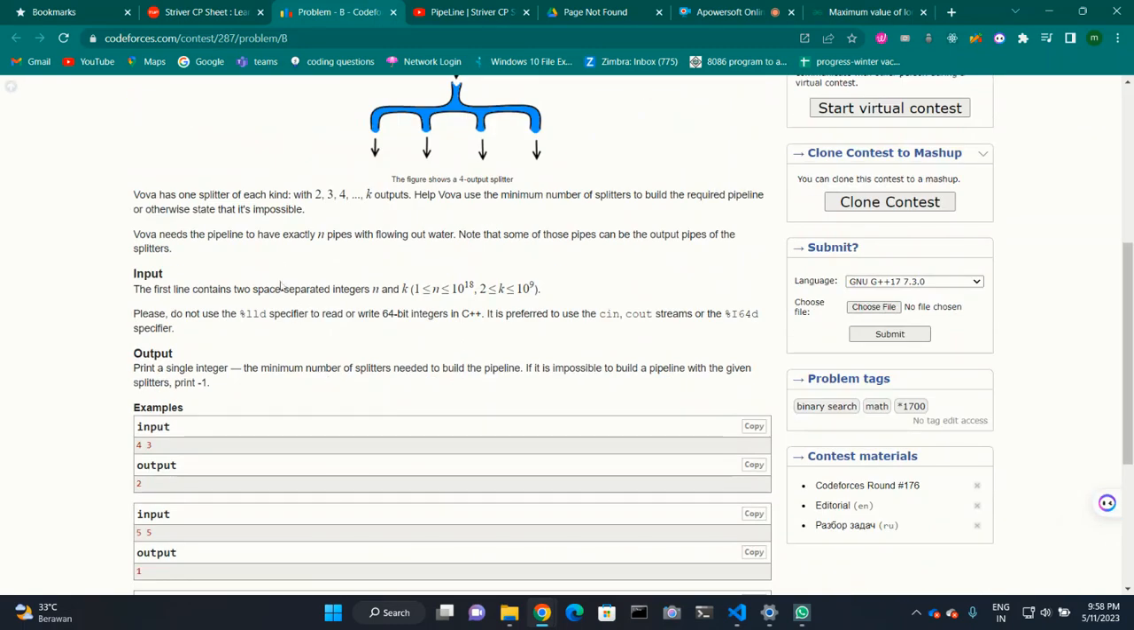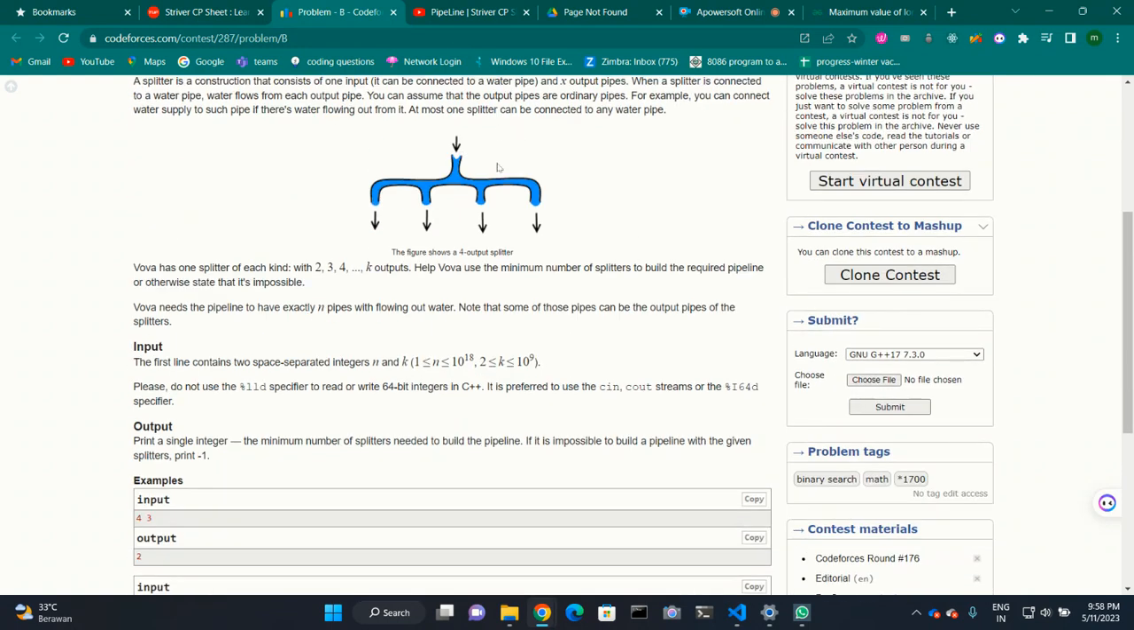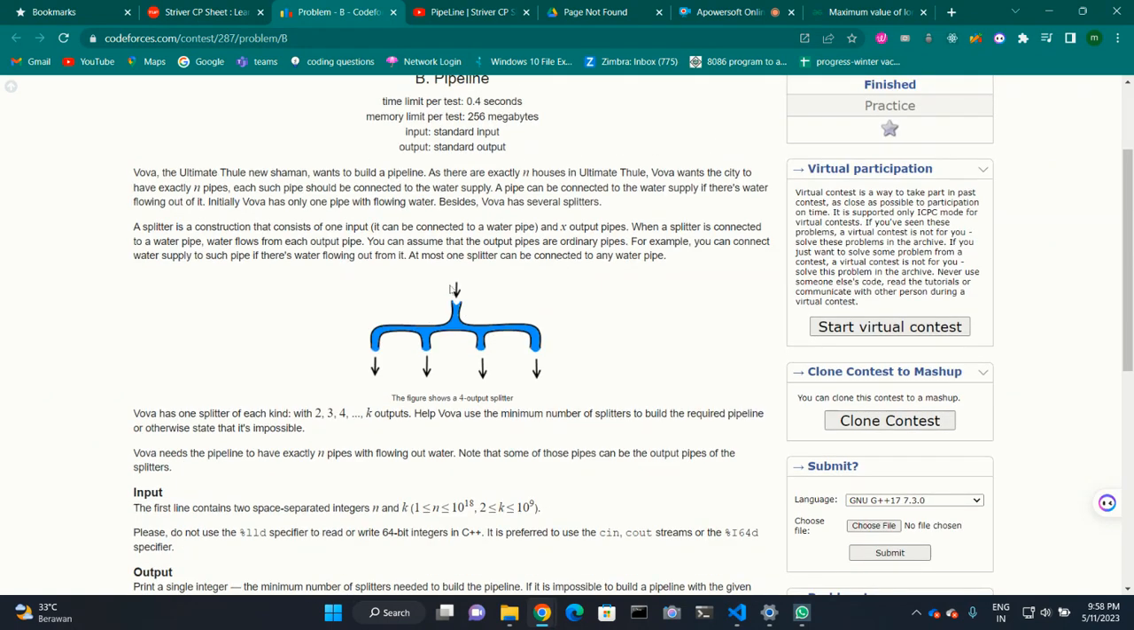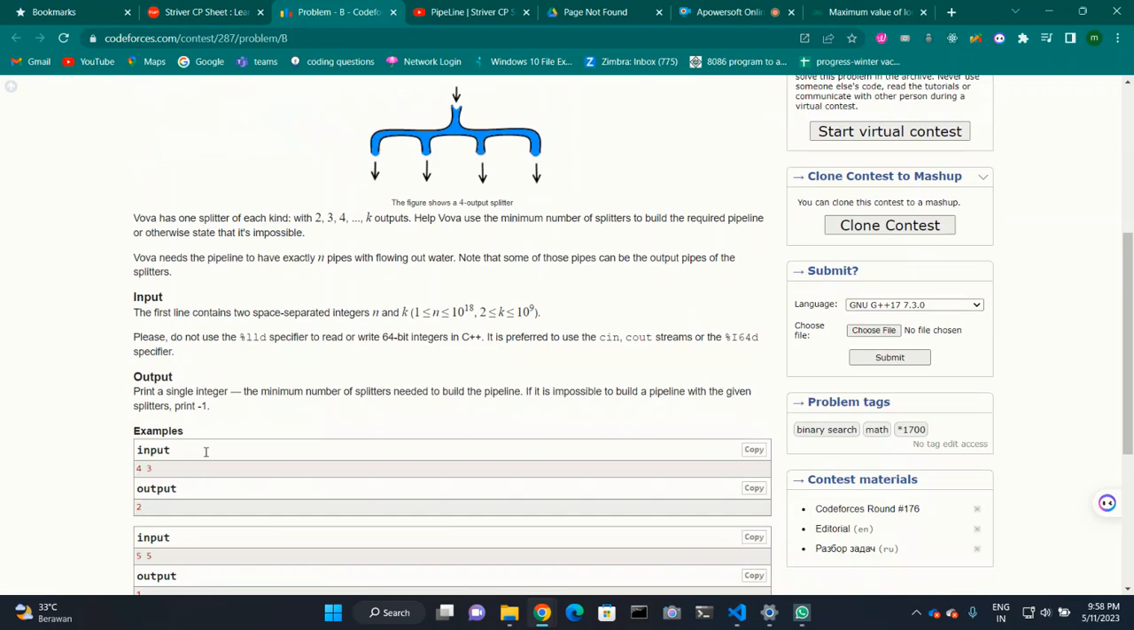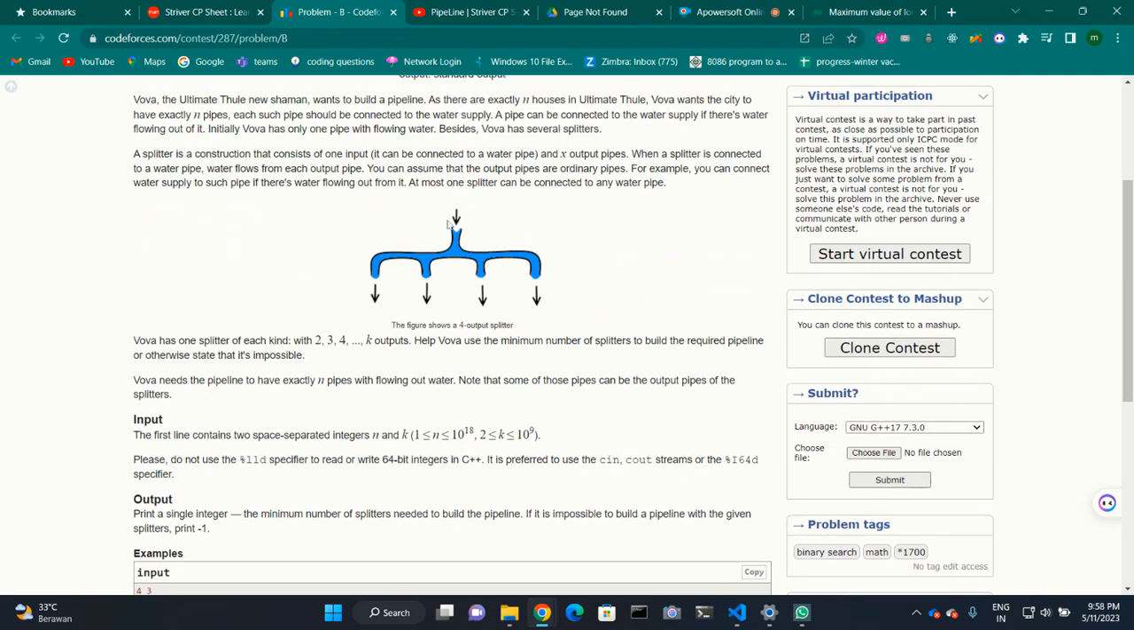I'll tell you exactly. So I thought it is not monotonic. But if you assume it as monotonic, like first, you have a splitter. A splitter can convert one output of water flow into this number of water flows. The splitter types are 2, 3, 4, up to K. Suppose you have a two splitter and there is water running, and I attach that two splitter to this water source, so finally I will get two output water flows.